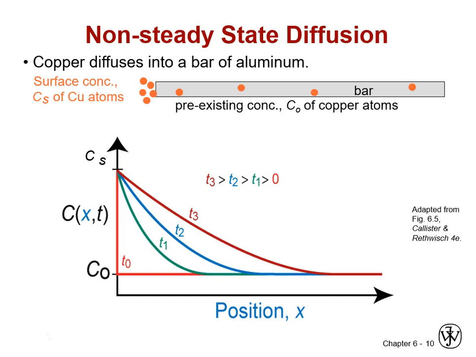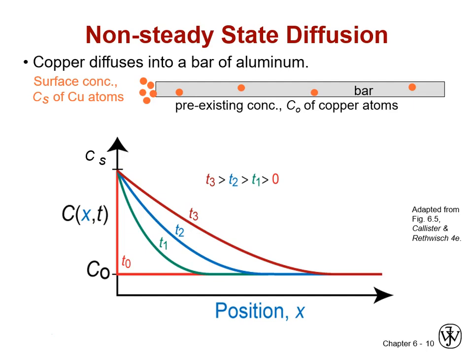So if we started at 0 time, our bar only has C0. And our surface is C surface, of course, and so again we have that step function. And you can see that in the pink line, which drops right from CS to C0 at time 0. And so we just have this big step.